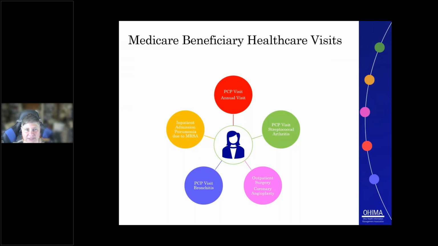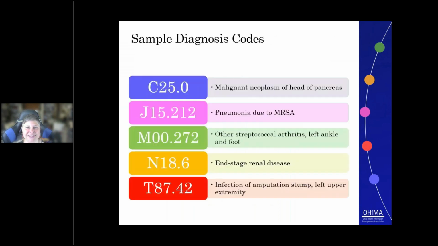Let's look at some medical conditions and their associated ICD-10-CM diagnosis codes. Each of these medical conditions has an associated diagnosis code and is used in the HCC model to predict costliness of beneficiary care. So you can see here in this graphic, for example, C25.0 is the ICD-10-CM diagnosis code for malignant neoplasm of head of pancreas.